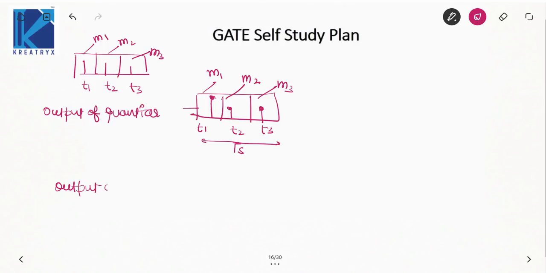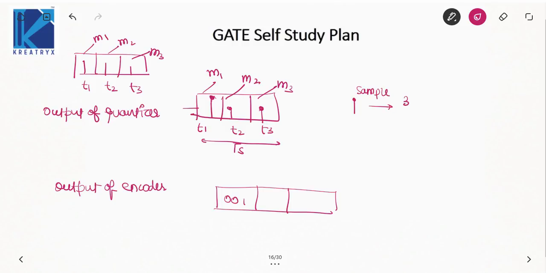Now what will be the output of the encoder? The encoder will encode all these quantized samples into some bits. I'm assuming that for one sample it is taking 3 bits, or I can say that for encoding it is using 3 bits per sample. So it will be 001, 010 or 011. So it has encoded it. Now it will line code it, and it will transmit this signal.